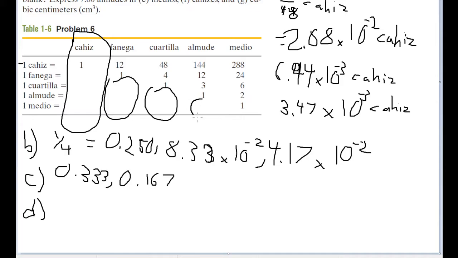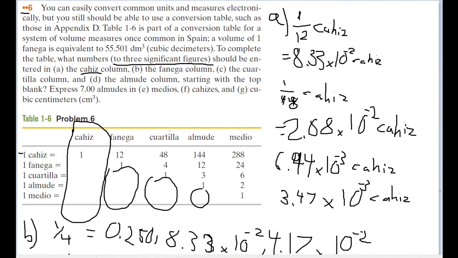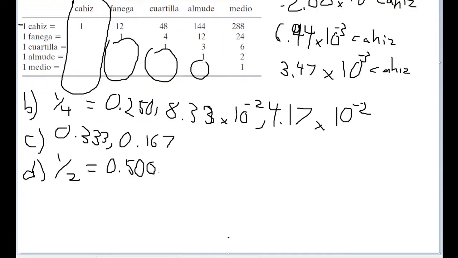And then D, the final step, is easy enough. 1 medio and how many almudes. And we're given 1 almude is equal to 2 medios, so you just flip it in half. So it's 1/2, or in other words, in 3 sig figs, 0.500. So now, thanks to those 3 parts, we now have a full table written out. But now we've got to go to the final step of the question, which is to express 7.00 almudes in these other 3 units. So for part E, it says convert 7 almudes into medios.